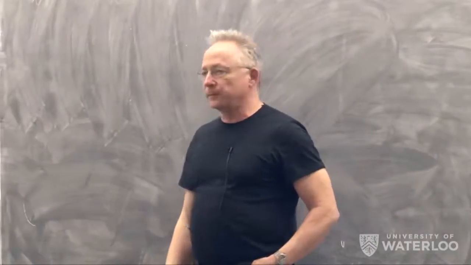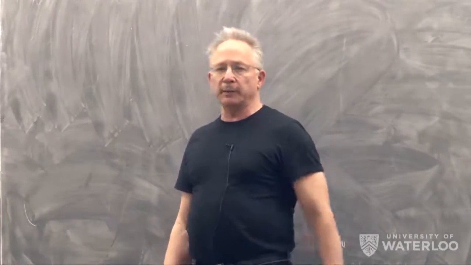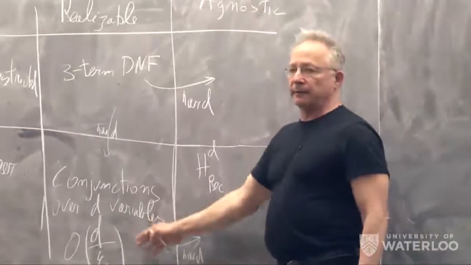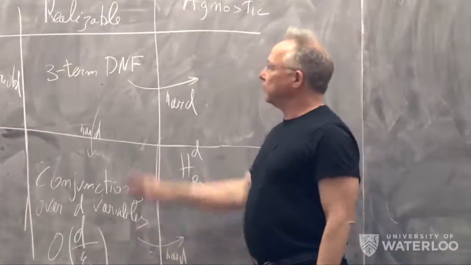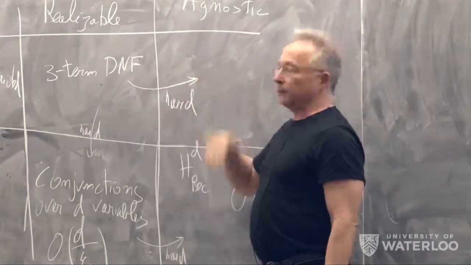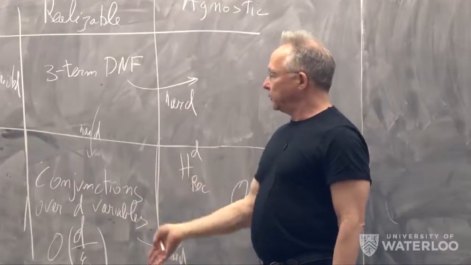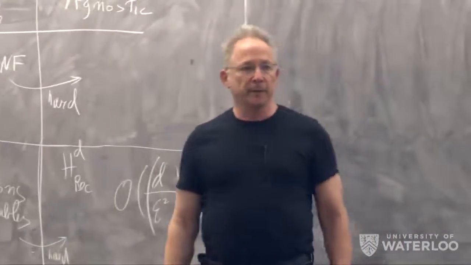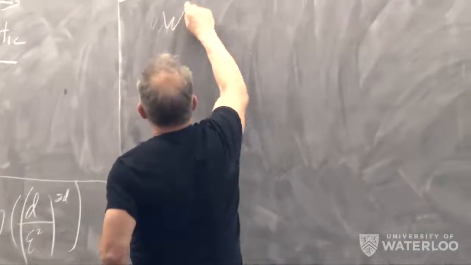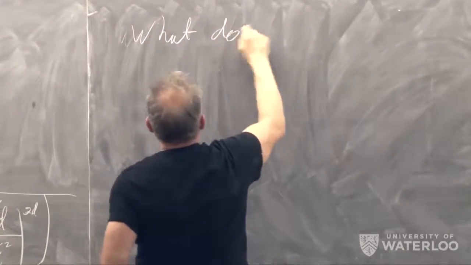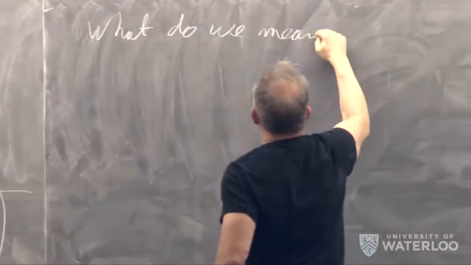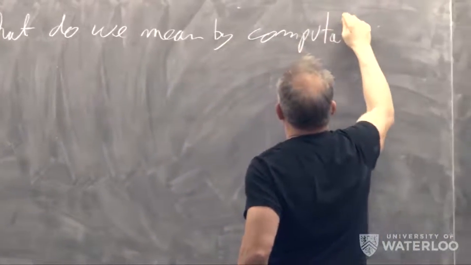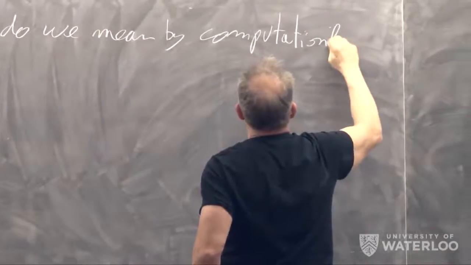So the first thing I want to talk about today is some more formal statement of what I mean by things becoming hard. In what sense is it hard to try to learn 3-term DNF in the agnostic case? In what sense is it hard to try to learn conjunctions in the agnostic case, and so on? So what do we mean by computational hardness?